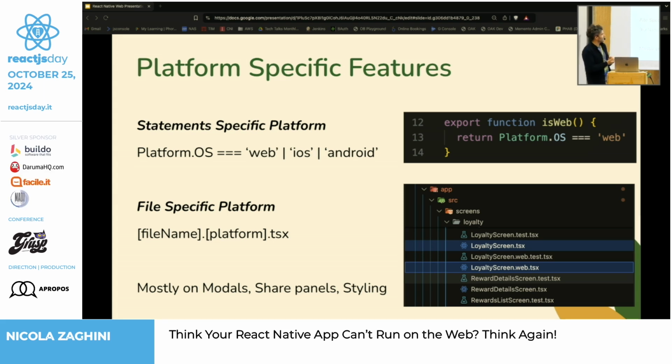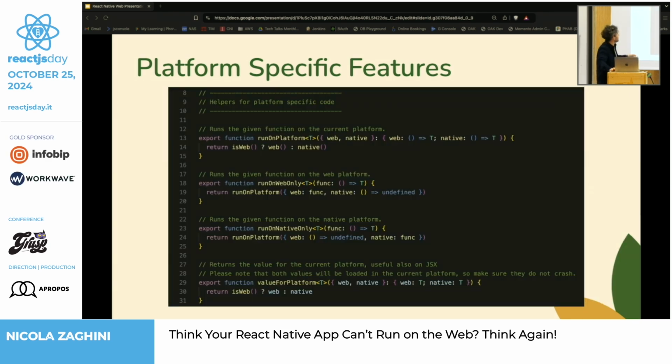In general, and I have a slide afterwards towards the end on what happened, we use those conditionals mostly on modals, share panels, and styling, which ideally we could even move up into our own library. This is a little wrapper that we created ourselves: run on platform, run on web only, run on native only, just to avoid ifs everywhere, because they were simply very ugly.